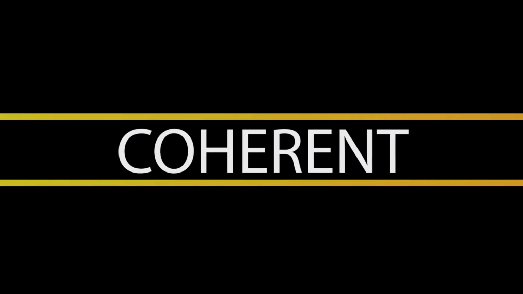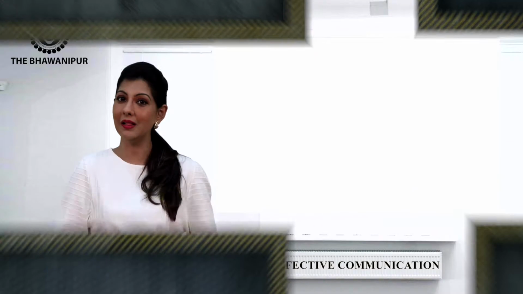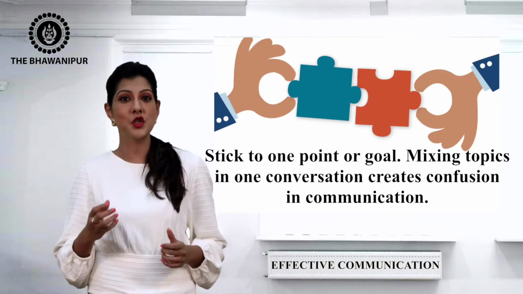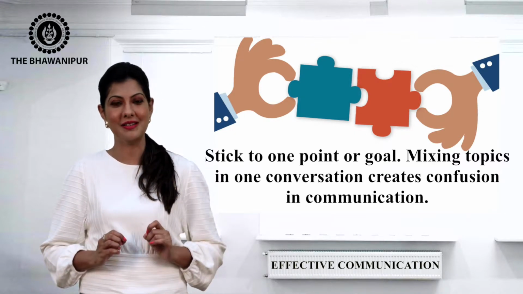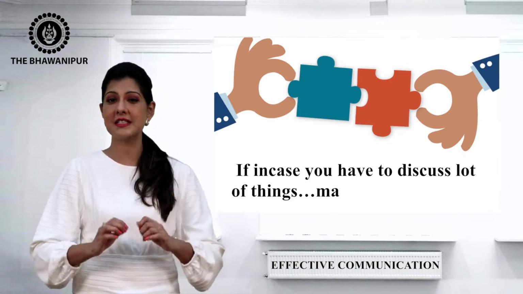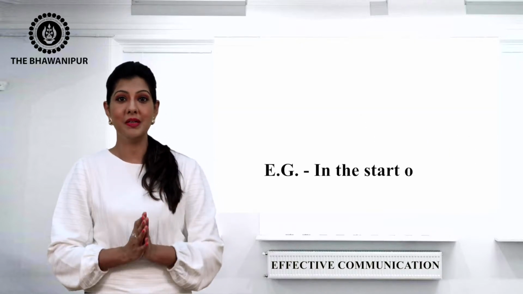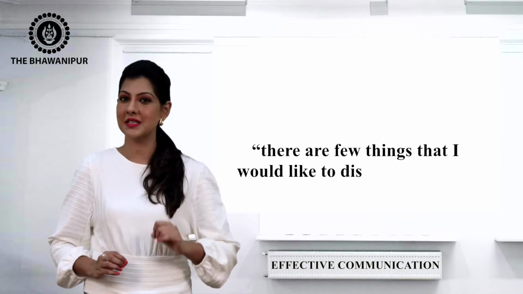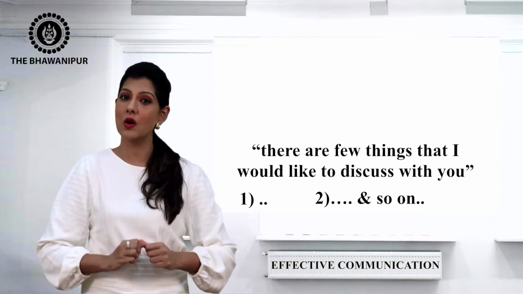The next thing we're going to talk about is coherent. Well, coherent really means stick to one point or a goal. Mixing the topics in one conversation creates absolute confusion in communication. In case you have to discuss a lot of things, mark it number-wise. Example, in the start of the conversation, you can say, there are a few things I would like to discuss with you. First, second, third, and so on and so forth. The next is concrete.